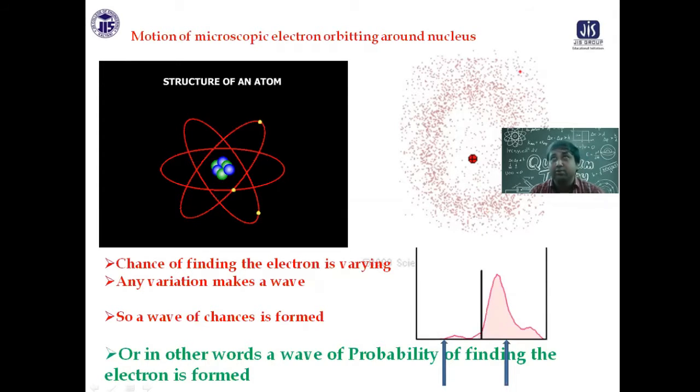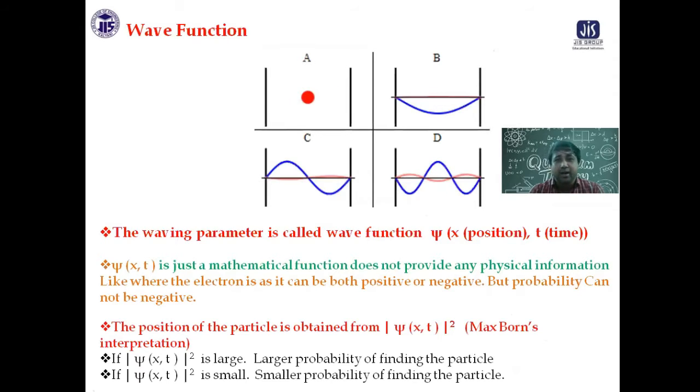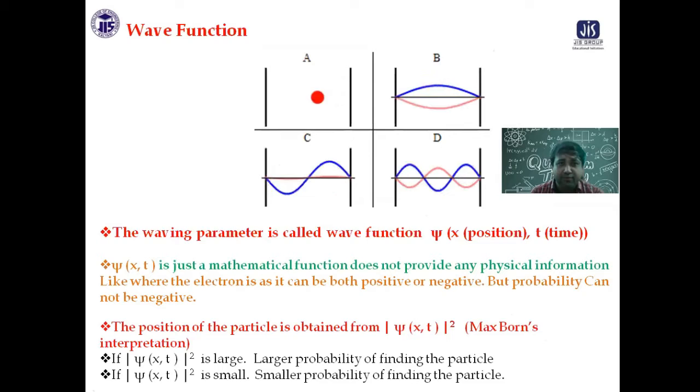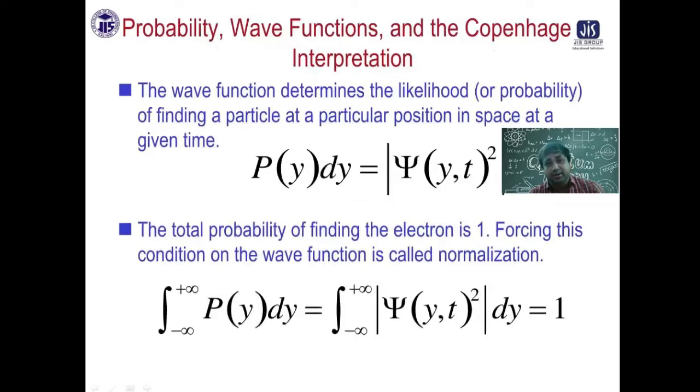But I told you several times that this variation may be both plus and minus, but probability cannot be negative. So that variable we define as a function psi, and mod psi square gives you the probability of finding the particle. So the total probability makes it 1.